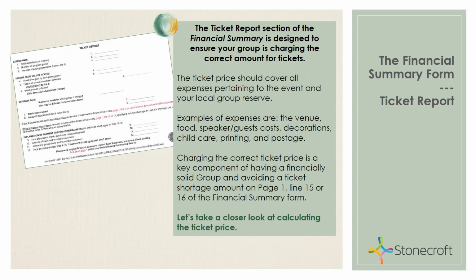The ticket report section of the financial summary is designed to ensure your group is charging the correct amount for tickets. The ticket price should cover all local expenses pertaining to the event and your local group reserve. Examples of expenses are the venue, food, speaker/guests costs, decorations, childcare, printing, and postage.